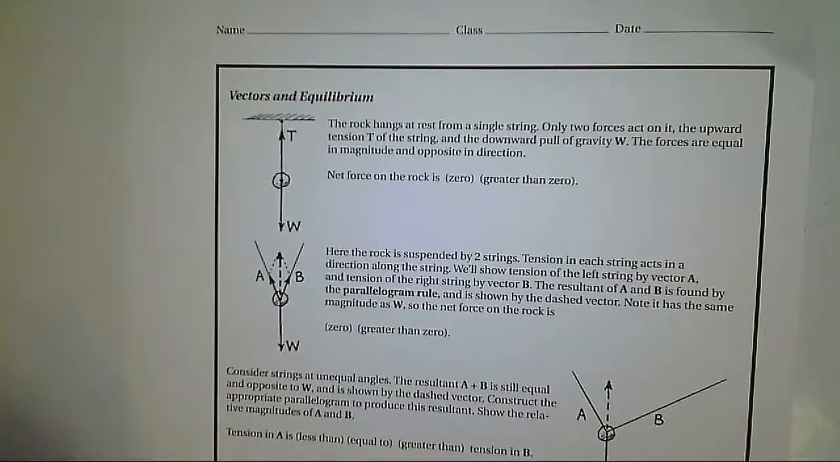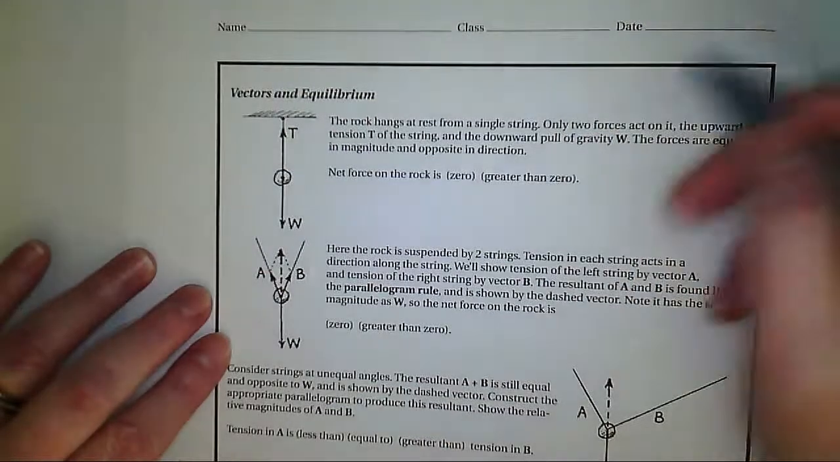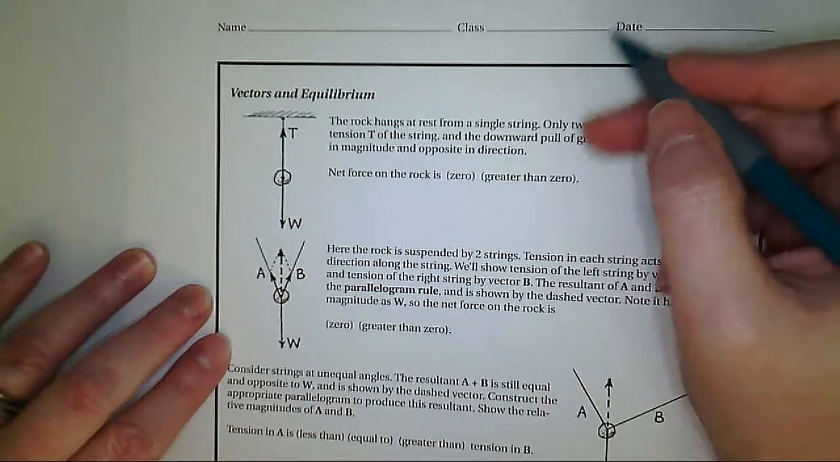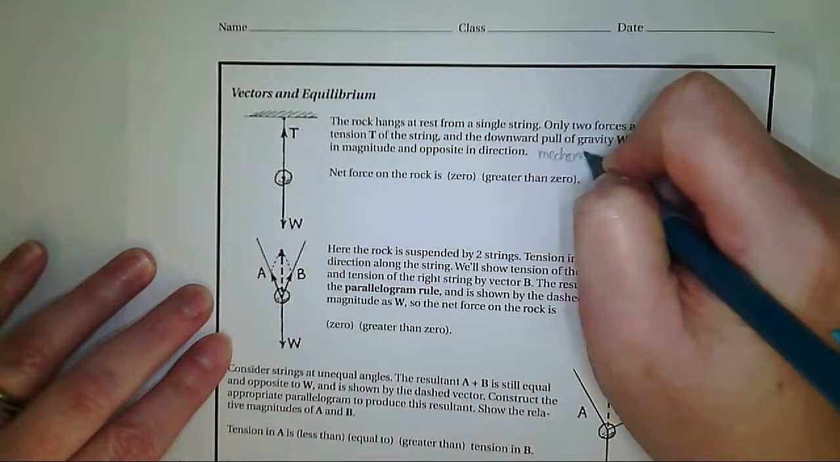Vectors and equilibrium. The rock hangs at rest from a single string. Only 2 forces act on it, the upward tension T of the string and the downward pull of gravity W. The forces are equal in magnitude and opposite in direction. So remember, that's telling us that this is in mechanical equilibrium.